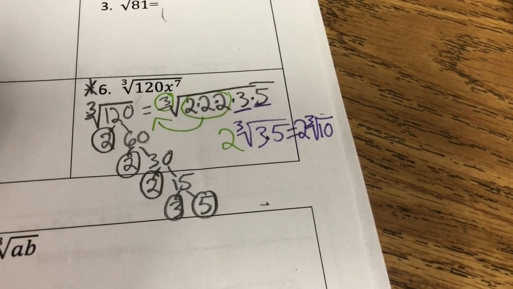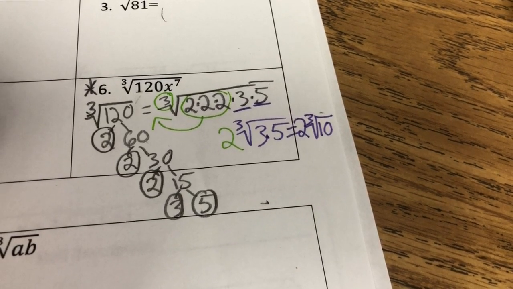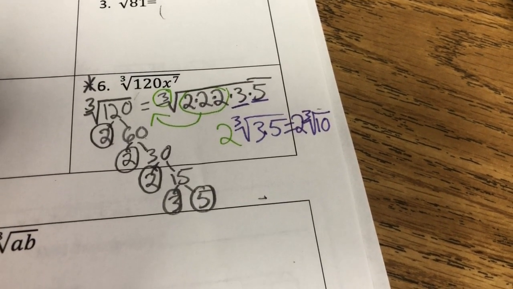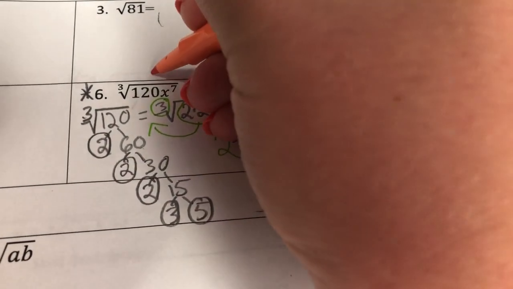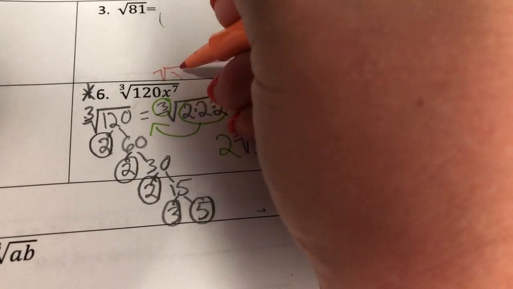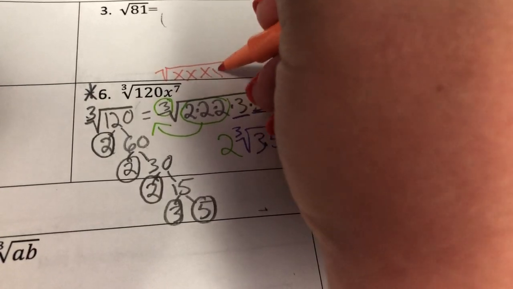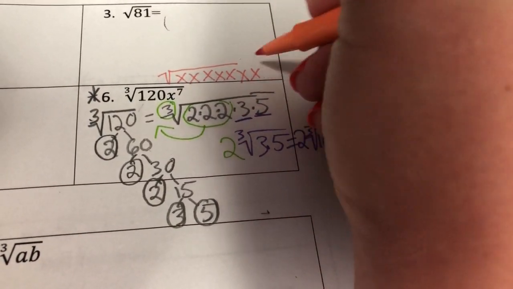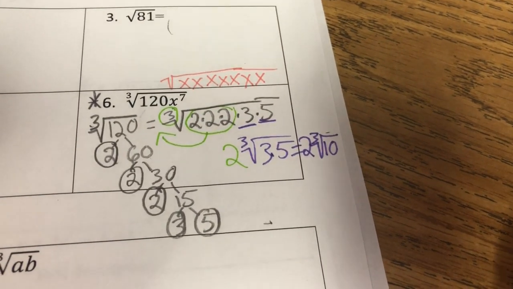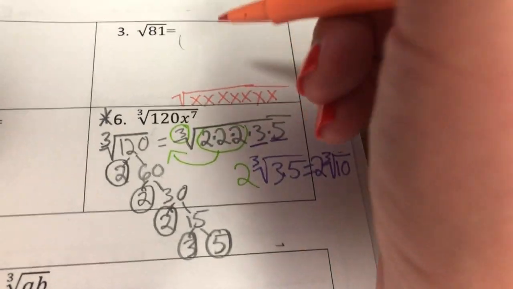Now, with the x to the 7th, you can do it the long way. Go for it if you really want the long way. You're going to have 7 x's: 2, 3, 4, 5, 6, 7. And you're going to have to group 3 together.